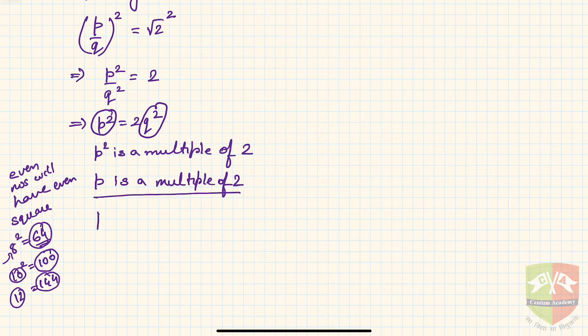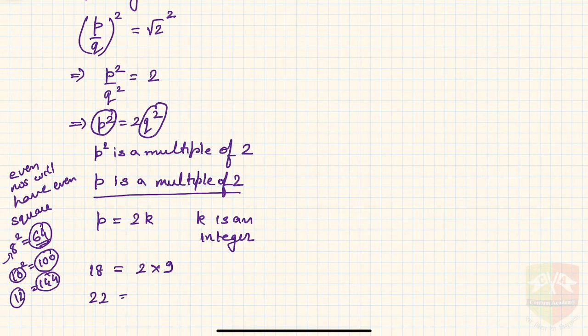That means a multiple of 2 can always be written as 2 times k, isn't it? Where k is an integer again. What do I mean? Any even number you take, let us say 18, can be written as 2 times 9, isn't it? 22 is nothing but 2 times 11. Any even integer p, you will always find another integer k, such that 2 times k is p. So p is of the 2k form.